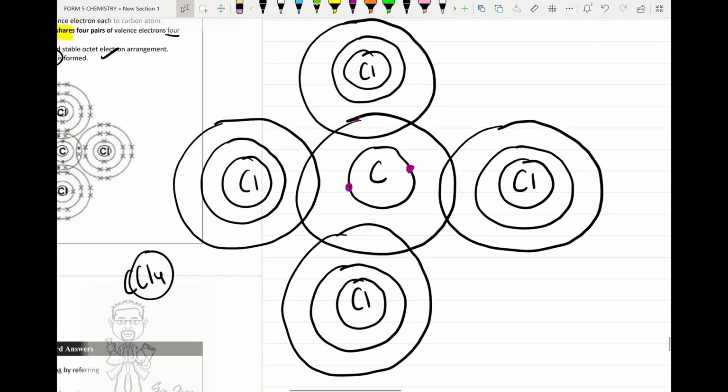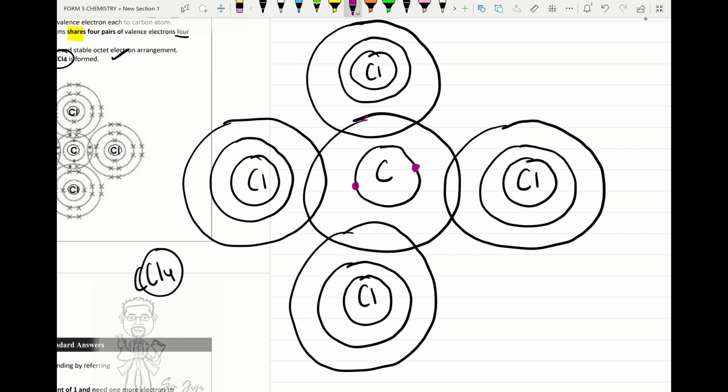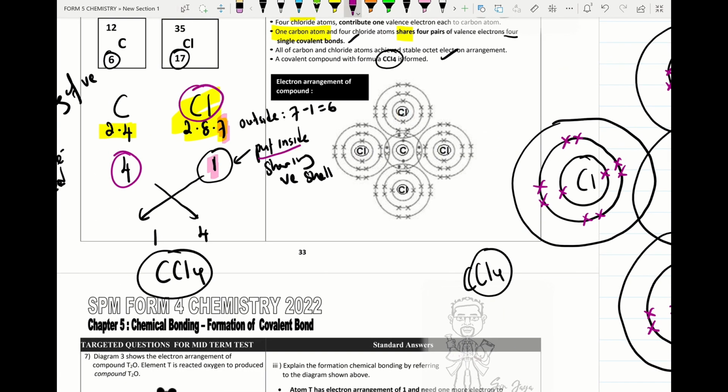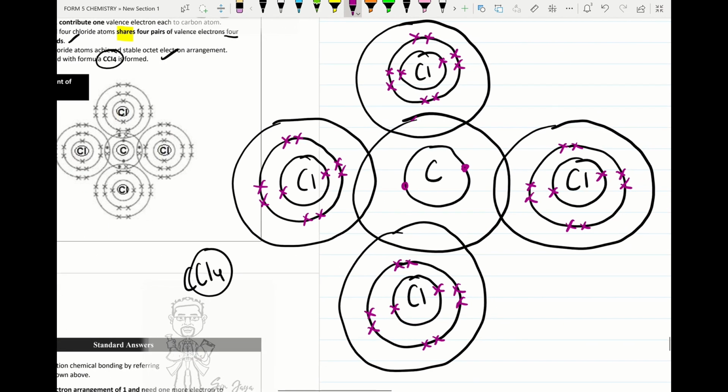So we try to fill up the first shell and second shell of chlorine atom. The first shell got 2, second shell got 8. Alright, 2, 8. We already filled up our first shell and second shell of chlorine atom. Now we go to the chlorine atom inside the sharing shell of valence electrons. We need to put 1 electron. So inside here I put 1 for each chlorine atom.